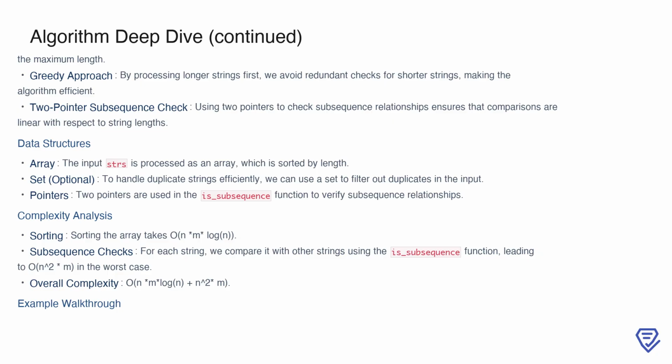For complexity analysis, we note that sorting the array takes O(n * m * log n), where n is the number of strings and m is the average string length. Subsequence checks, which involve comparing each string with others, contribute O(n² * m) in the worst case. Combining these gives an overall time complexity of O(n * m * log n + n² * m), which is manageable for moderate-sized inputs. These optimizations ensure the algorithm performs well while maintaining clarity and correctness.